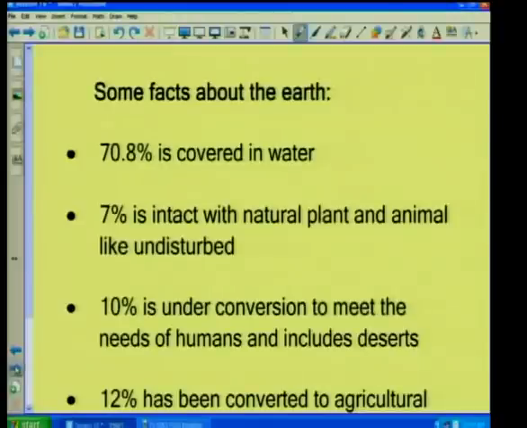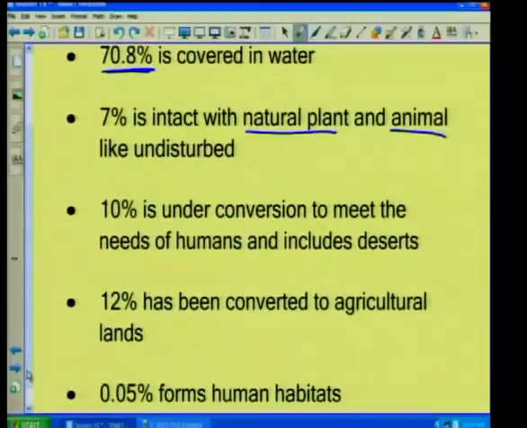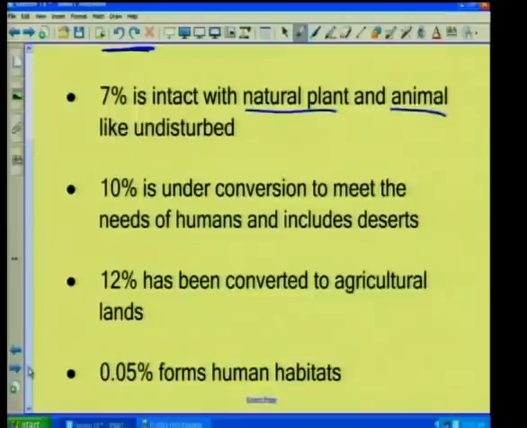So, here are some facts about the Earth. 70.8% is covered in water, so we have a problem. Unless we are going to build cities underwater, we can't really use that. As humans, we don't have gills, we can't breathe underwater. 7% is intact with natural plants and animals that are undisturbed. Only 7% of this planet, okay? 10% is under conversion to meet the needs of humans, and that includes deserts. You just have to think of Dubai and what they've done to the desert there. 12% has been converted to agricultural lands.